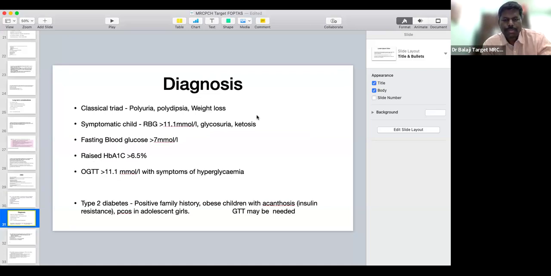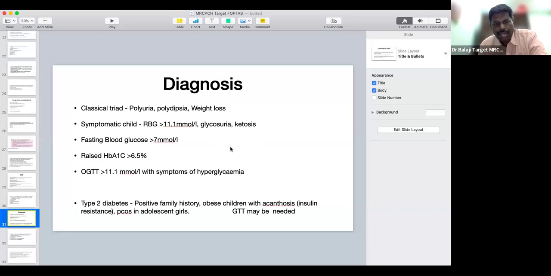So you have the polyuria, polydipsia, weight loss. In a symptomatic child, the random blood glucose is more than enough, and it has to be more than 11.1 millimoles per liter plus associated symptoms like glycosuria and ketosis. So random blood glucose more than 11.1, which is 200 milligrams per deciliter.